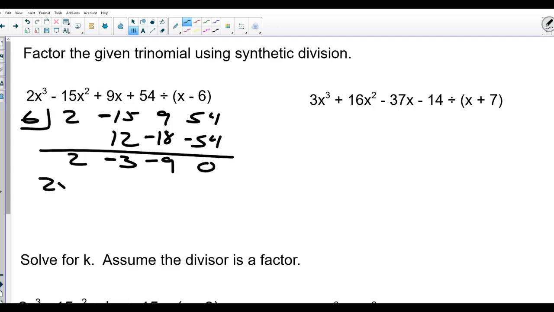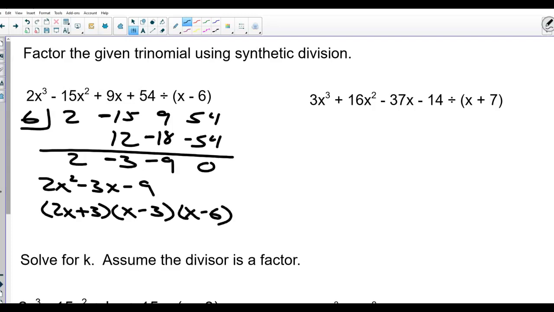So now we need to factor the depressed equation. That factors 2x plus 3, x minus 3. And we bring down the x minus 6. That's a third factor. You should have the same amount of factors as you have degree, or whatever the highest degree is. And then my zeros are what these are when they're set equal to 0. Negative 3 halves, 3, and 6.